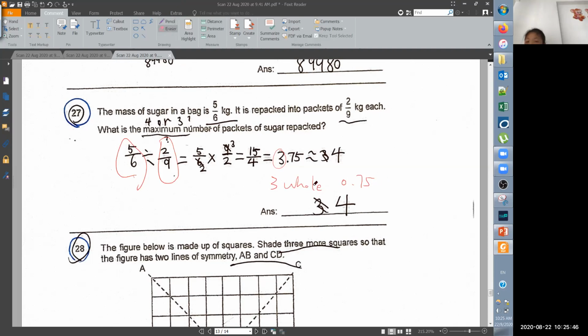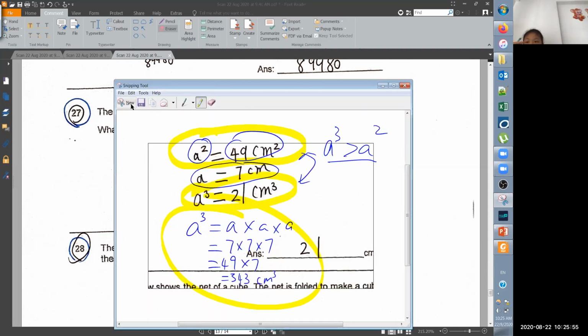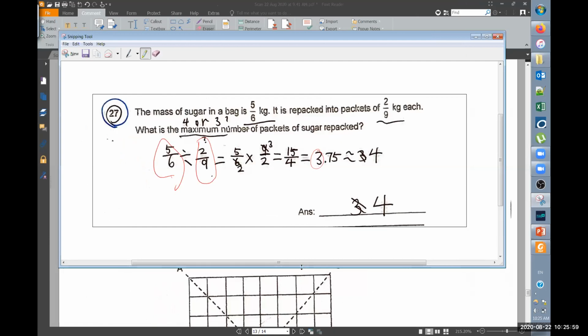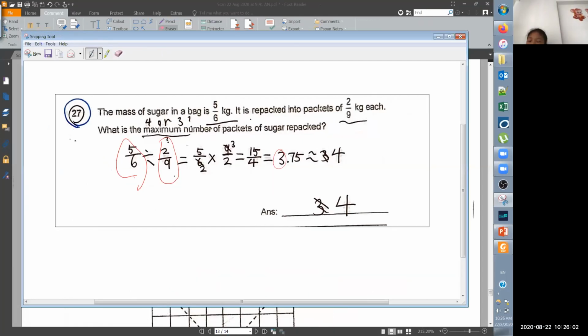I think, okay, another way to look at this question, I want you to take note of this. Next time please do it this way. Let me get this question out. Okay, this question, I just want to emphasize, you have been doing it this way. I'm not saying it's wrong, but I hope you don't do it this way. If they ask what's the maximum number of packets, that means what they are asking you is you should do it this way.